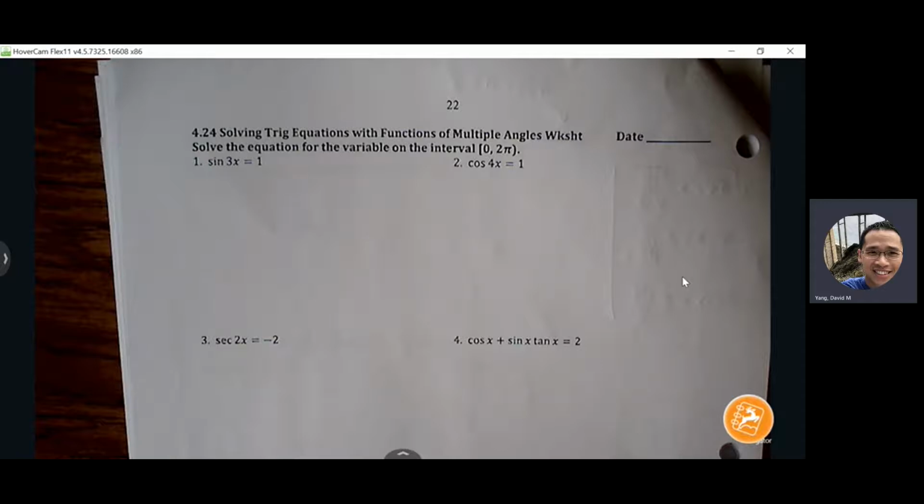So today, more of the same, but there's something a little different with dealing with multiple angles. We're going to solve for x without relying on identities, but relying on just inverse and division.